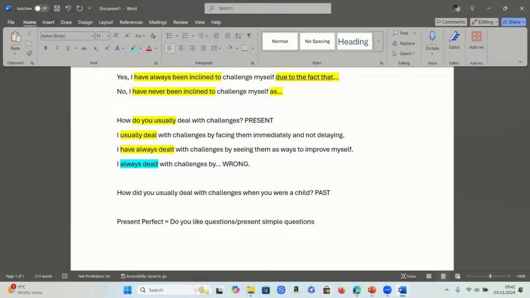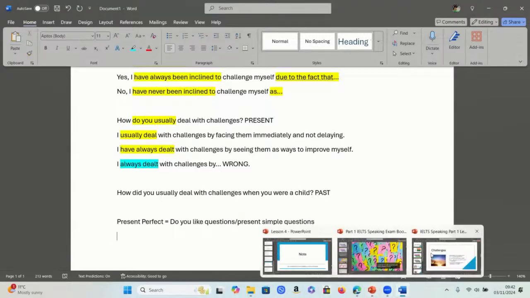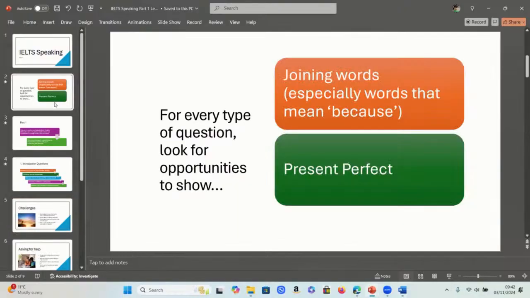And of course, are we doing what I said earlier? Let's have a quick look to see what I said earlier. So joining words: we try to use them for every type of question, we look for opportunities to show joining words, especially ones that mean "so", because we have to say why. If he asks you five or six questions and you say "because" five or six times, it's not going to be that good. So you want to be able to vary these words. You're looking for opportunities to say joining words and any opportunity to say present perfect.